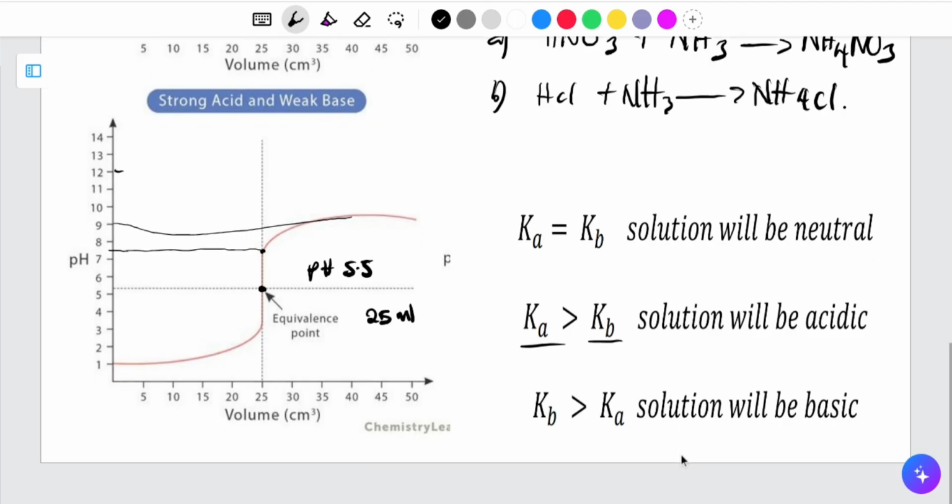So this reaction is one where you have an acid inside, then you are adding a base. The opposite is going to be true when the base is inside and then you are adding an acid.